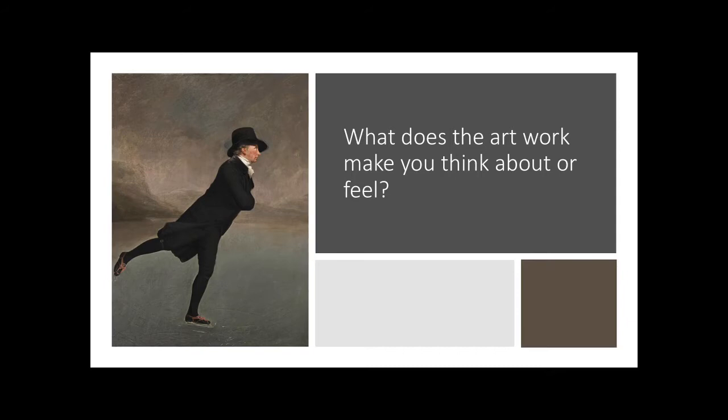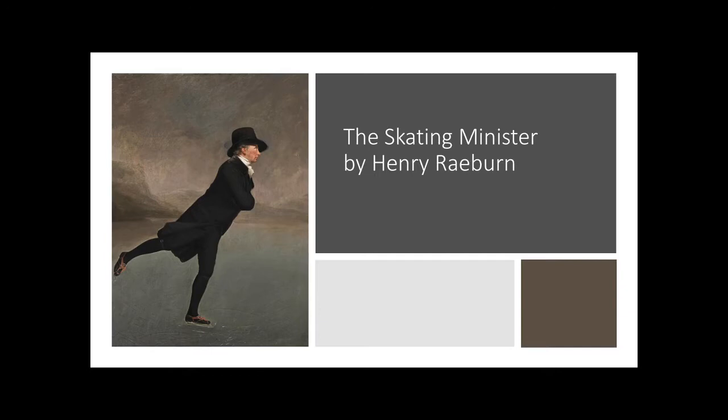Okay, so we're going to have a look at the last slide, and I'll tell you the name of the painting and the name of the artist. So the name of this painting is The Skating Minister, and it's by Henry Raeburn.